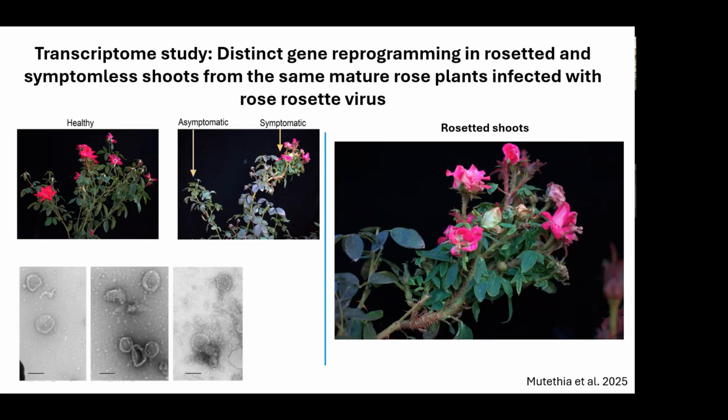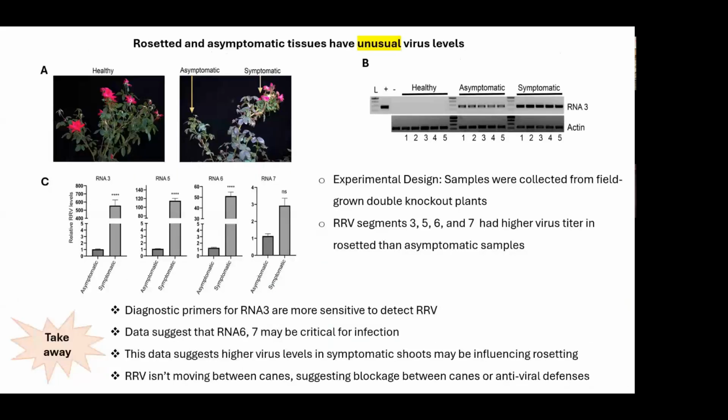All these plants were grown in the field here in Texas. Because they were field infected, the virus was transmitted through the eriophyid mite. After we collected the samples, we ran real-time PCR, which shows that the symptomatic, rosetted tissues had virus compared to asymptomatic, and the healthy plant didn't have any. In this real-time PCR, we focused on primers for RNA3.